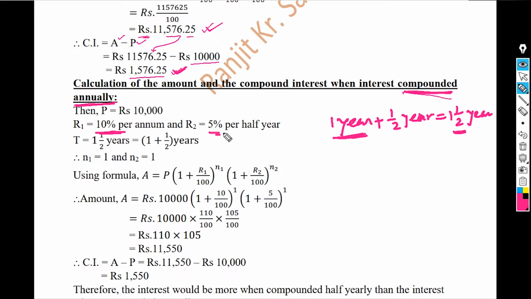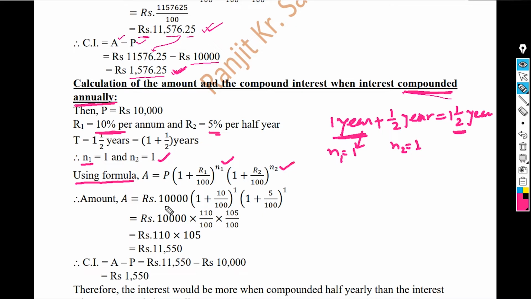Take N1 equal to 1 for this 1 year, and for the half year N2 is equal to 1. And students, remember this formula so that you can calculate easily both the parts together. That is A equal to P into 1 plus R1 by 100 to the power N1, and another for half yearly 1 plus R2 by 100 to the power N2.